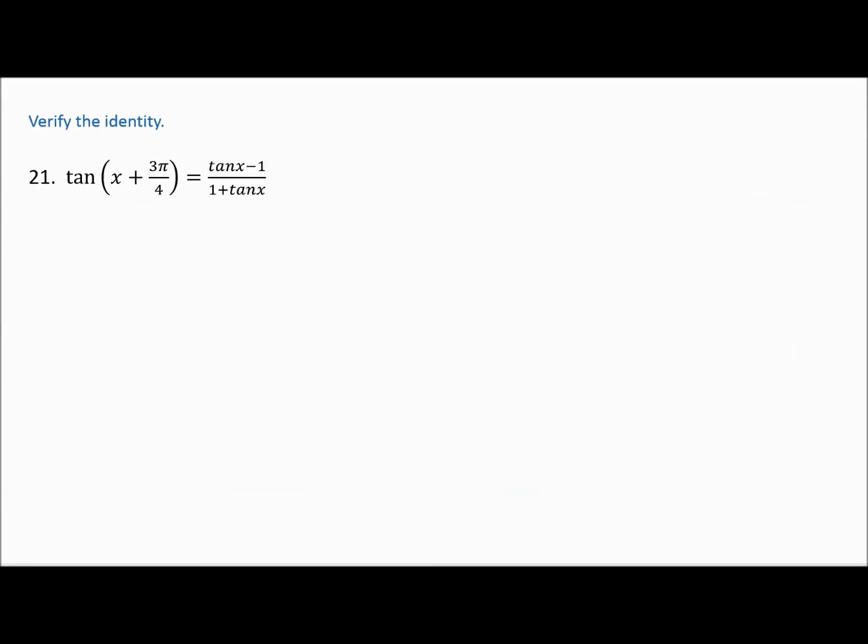All right, let's verify this identity. Notice we have a sum again inside a tangent. What you know right off the bat is that it is not tangent of x plus tangent of 3 pi over 4. There's more to it than that. You have to use the sum difference formula.